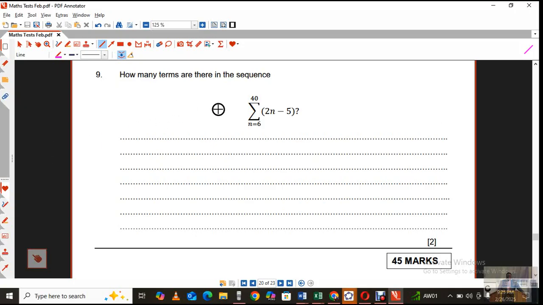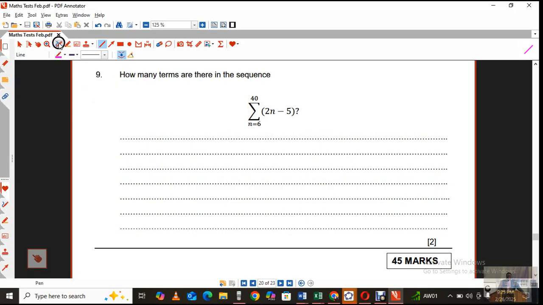We just simply ask you to find the number of terms if you were to add all of these terms together. If n is 6, n is 7, until you get to 40, how many terms will that be? Everywhere you substitute n to be 6, you work it out. That will be the first term there from 6. If n is 7, what is the value? And so on, up to n is 40.